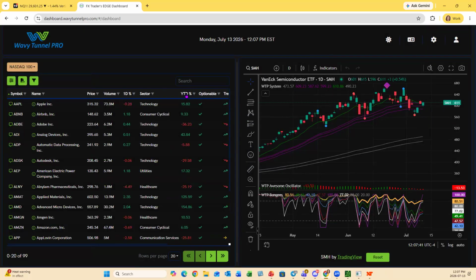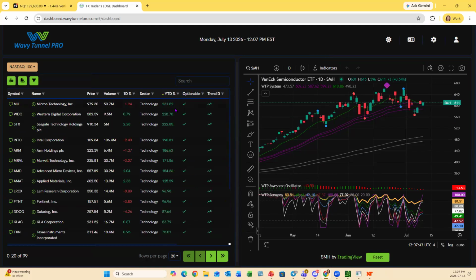We can sort by year-to-date returns, and you can see that we have had some stellar performances. And these show you the highest returns year-to-date. So the stellar performances: Micron Technology, Western Digital Corporation, Seagate Technology Holdings, huge gains, double, Intel. ARM Holdings. So these are huge returns.